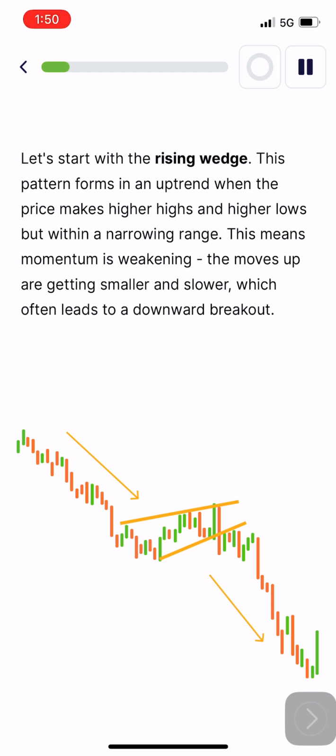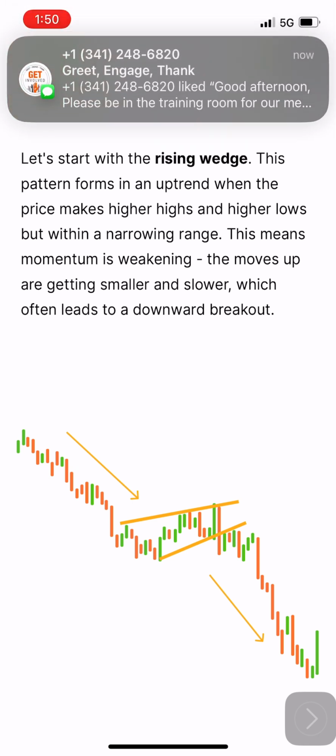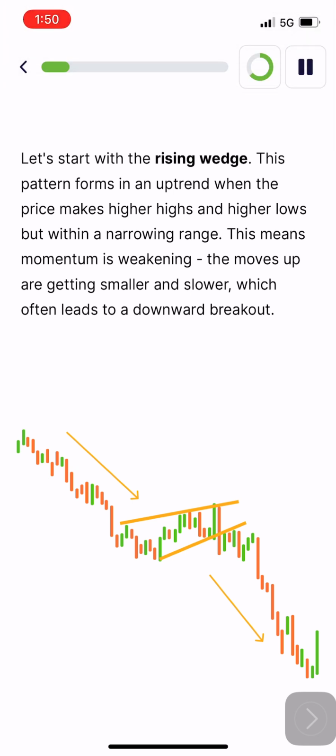Let's start with the rising wedge. This pattern forms in an uptrend when the price makes higher highs and higher lows, but within a narrowing range. This means momentum is weakening. The moves up are getting smaller and slower, which often leads to a downward breakout.